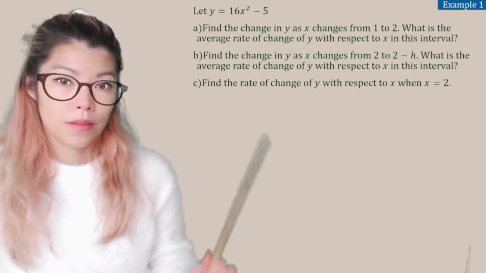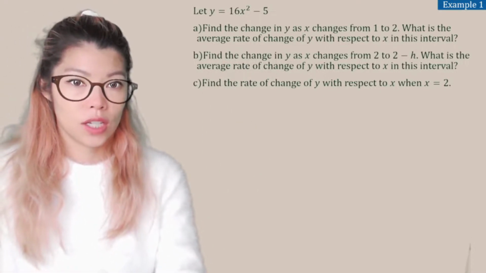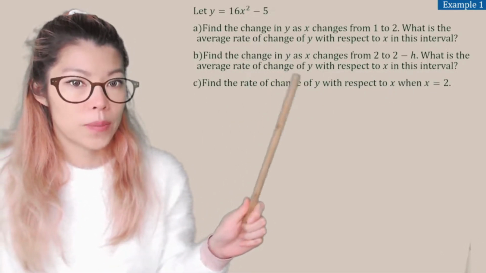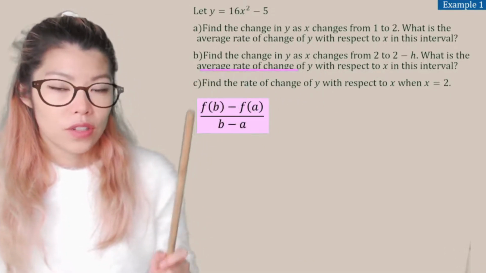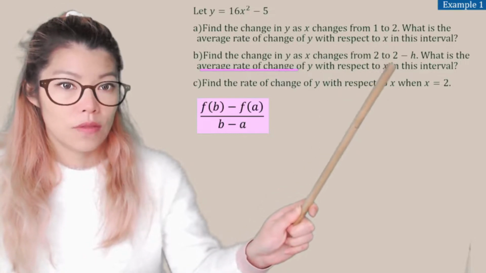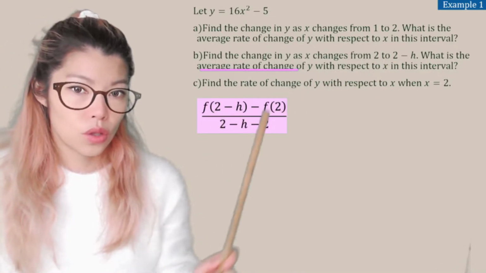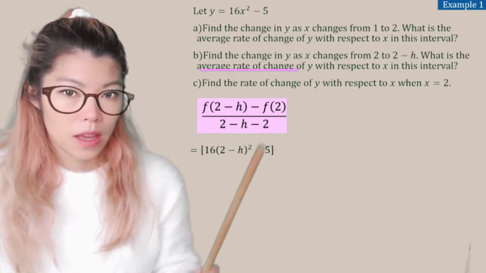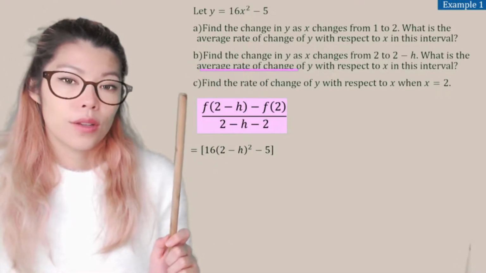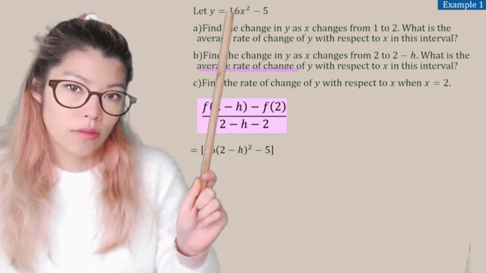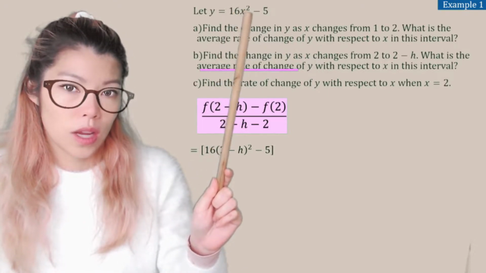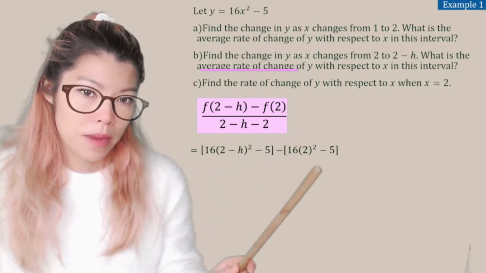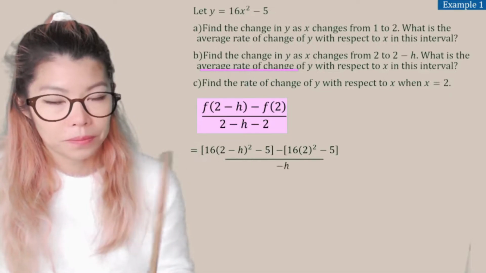Let's do part B. Find a change in y as x changes from 2 to 2 minus h. What is the average rate of change of y with respect to x in this interval? Average rate of change means this formula. So this time we have 2 minus h as our first x value and 2 as our second x value. We can see 2 minus 2 is just 0, so we have minus h at the bottom. And for the top part, don't forget to use brackets. So 2 minus h into where x is, we have 16 times (2 minus h) squared minus 5. For f of 2, we have 16 times 2 squared minus 5, over minus h.